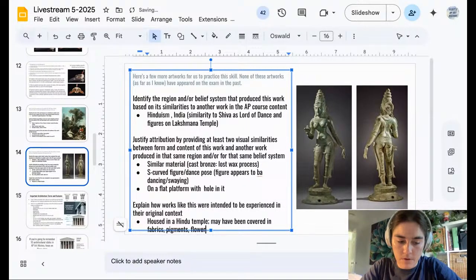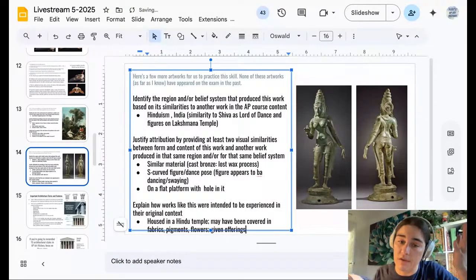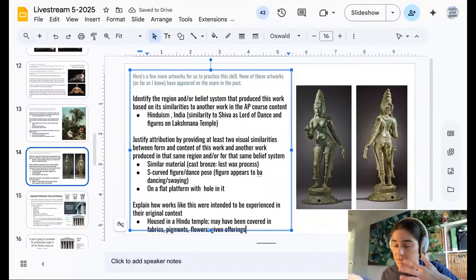pigments, flowers, given offerings. And then another thing too in Hinduism is that there's a lot of holidays, and oftentimes on special holidays, these statues would be taken outside of these temples and paraded around in public.